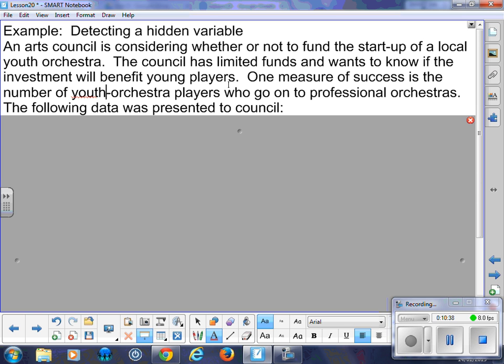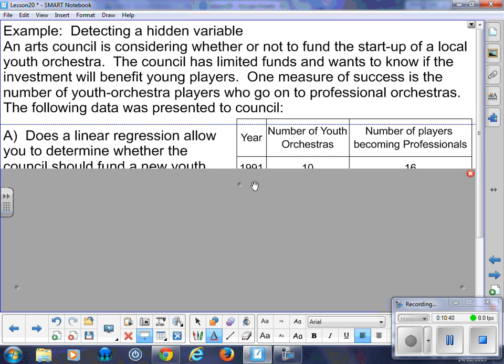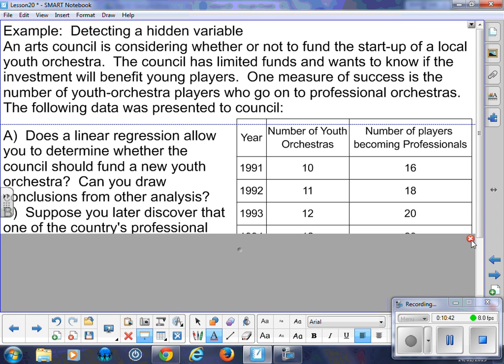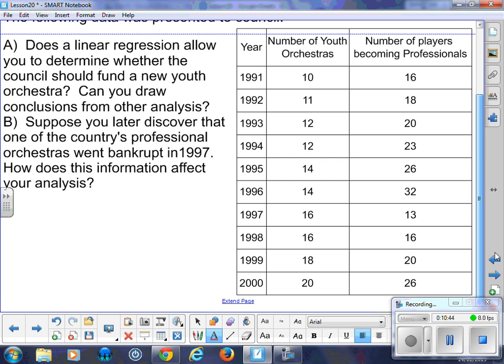should be youth, not your. As I read that, I thought, that makes no sense. There we go, youth orchestra players. So I'll get rid of this now. Again, here is our data. We have the number of youth orchestras across the country and the number of players becoming professionals, because it is a limited field. So A, does a linear regression allow you to determine whether an orchestra should fund a new youth orchestra? And can we draw conclusions from the data?